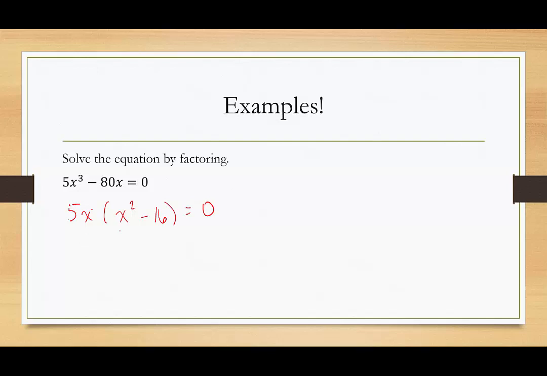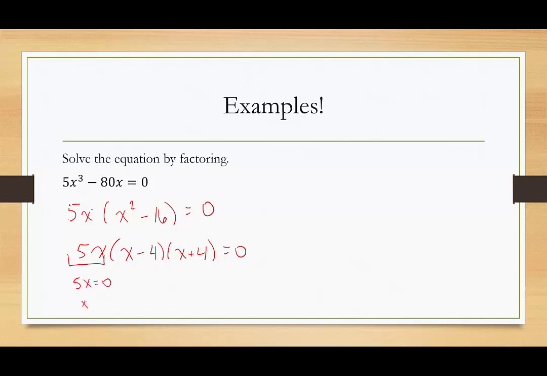And then x squared minus 16, does that kind of look like something? Yeah, that's a difference of squares. That's going to factor into x minus 4 times x plus 4. Now we're going to set each factor equal to 0. This we're just going to lump together because 5 can't be 0, so we might as well just leave it with x. So 5x equals 0.